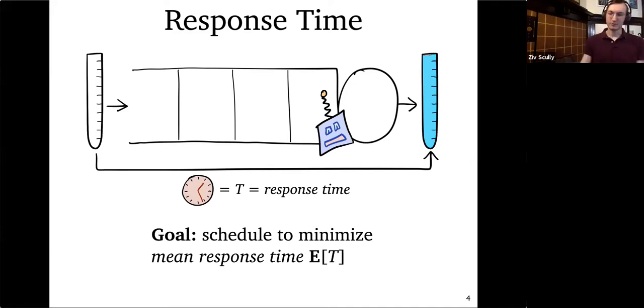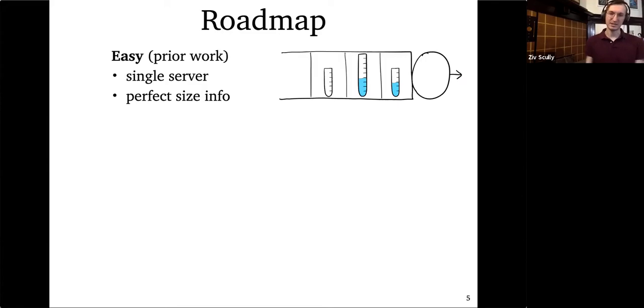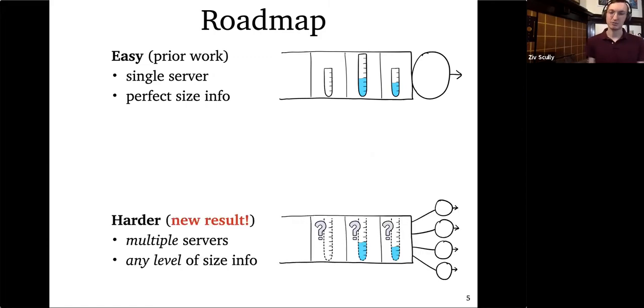To give you a bit of a roadmap of the talk, so far I've described a pretty easy scheduling problem to you. This single server MG1 queuing system where we know each job size, so we basically have perfect information in a single server. Where I want to get by the end of this talk is some new results we have on a much harder scheduling problem, where there's not just one, but multiple servers. And we don't necessarily have perfect size information, but we might have no job size information or something in between.